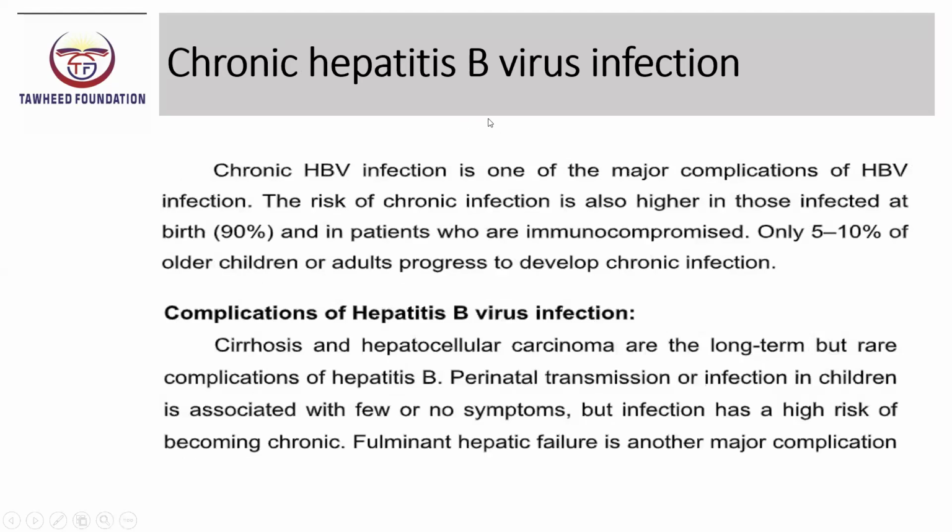Chronic hepatitis B virus infection. Chronic HBV infection occurs when the immune system fails to clear the virus during the acute stage, especially in infections acquired at birth or early childhood. Chronic carriers may remain asymptomatic for years but are at risk of progressive liver damage, cirrhosis, and hepatocellular carcinoma. These are long-term but rare complications of hepatitis B.